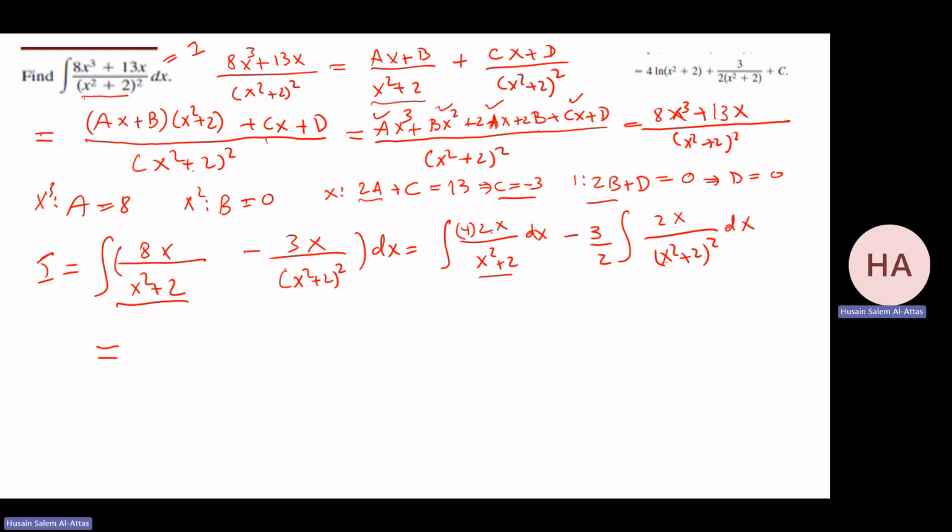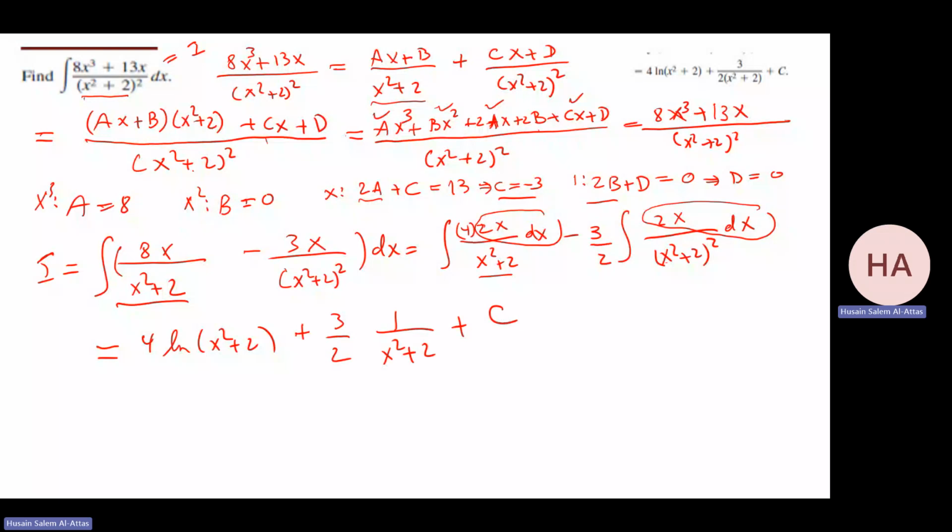So that gives me what? This is du, and this is u. Now this is 1 over u squared, so it will be minus, so it will be plus 3 over 2, 1 over u, which is x squared plus 2, plus c. And that will be my answer, which is this one, which is correct.